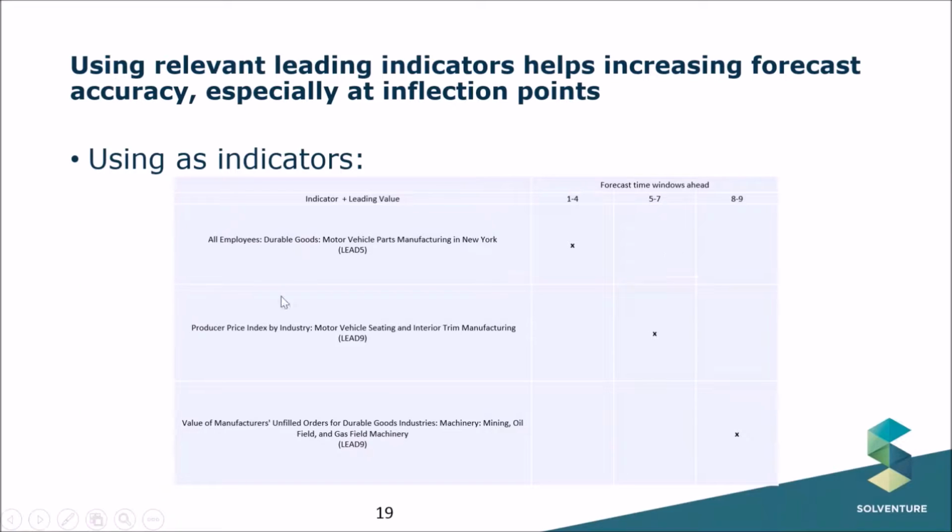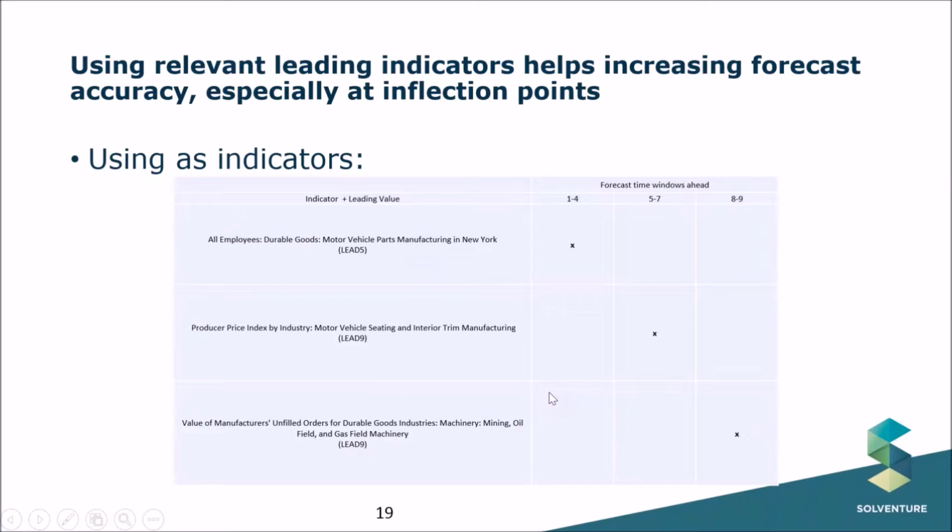We had an indicator really for the short term, month 1 to 4. We had an indicator for the month 5 to 7, you could say the midterm, and we had an indicator really for the longer term. Shorter term really linked to, you say, motor vehicle. Longer term was more linked to oil.